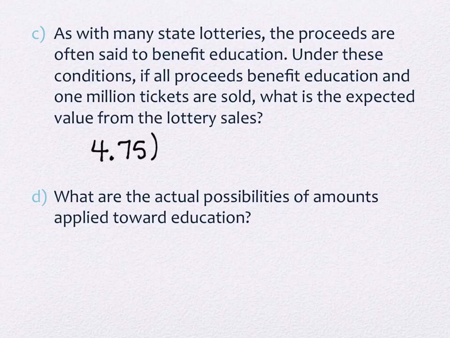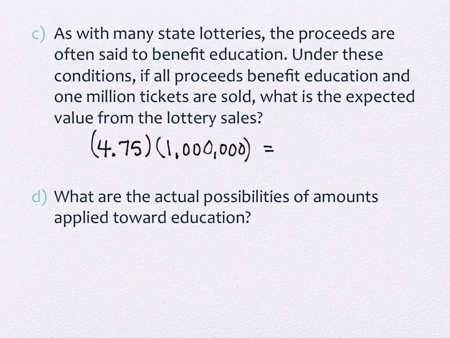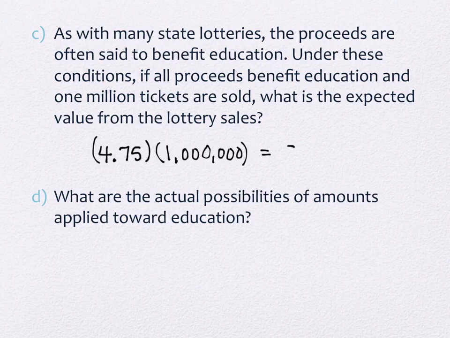So if I play the game as a consumer, then education gets $4.75 from the sale of my ticket, and the sale of all the tickets, which is how many tickets in the problem? A million tickets. So if you take the 1 million times the $4.75, what do you actually get? 4,750,000. So $4.75 million. It's a lot of money. Okay? On average.